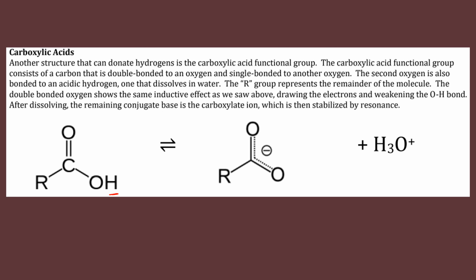This R group is just the remainder of the molecule, something else attached to it. You have different types of carboxylic acids, and the names are based on what is attached, that R group. The double bonded oxygen has the same inductive effect as we saw before, so it draws electrons towards it and weakens this bond over here, making it more likely for the hydrogen to pop off. Then this is called a carboxylate ion, and there's resonance here, so now it's stabilized.